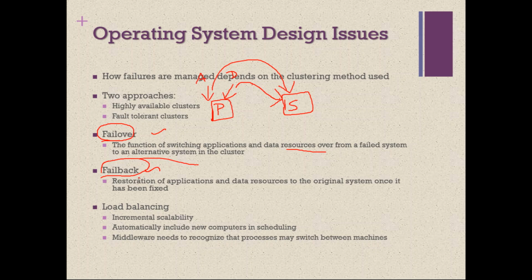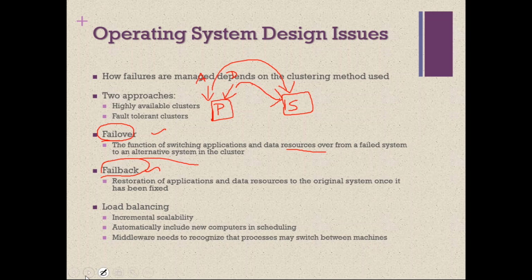Okay. Failover means handing over the application and data to the secondary server from the primary server. That is called failover. But later the primary server may come back again. It may recover. Then once again the applications and data resources should be given back to it. That is what is called failback.